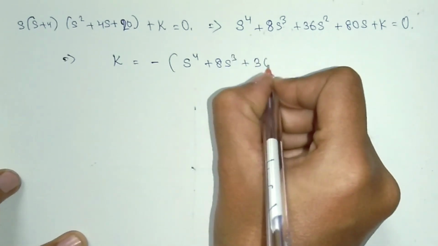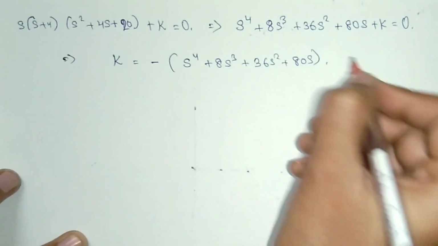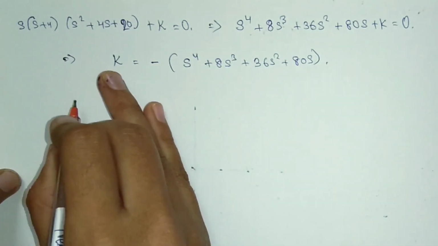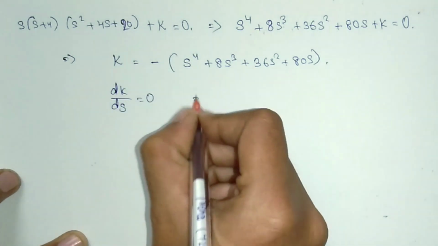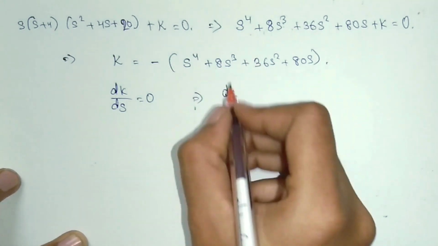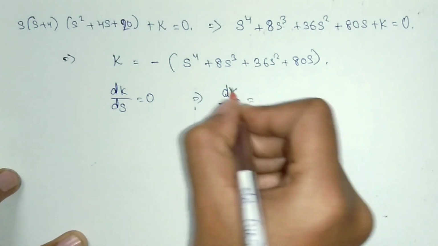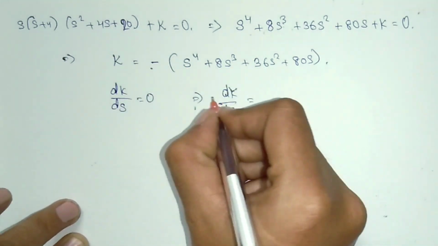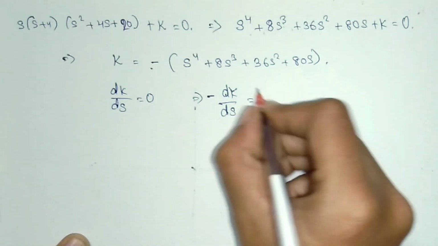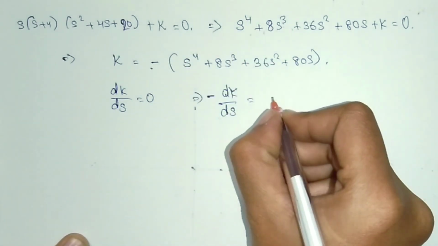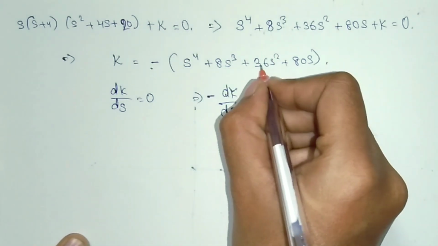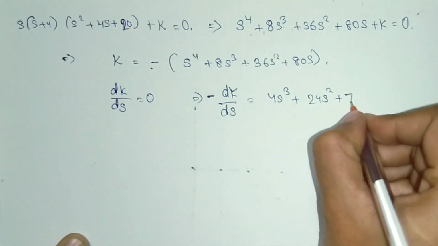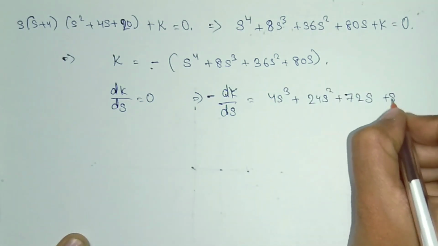We will get it like this, 80s. Now we have to differentiate this k with respect to s and equate it to 0. dk by ds is equal to 0. So when we differentiate this by ds, let's not consider this minus sign, let's take it on this side. When we differentiate with respect to s we will get 4s cube plus 8 into 3s², that is 24s square, plus 36 into 2, which gives 72s, and this we will get as 80.